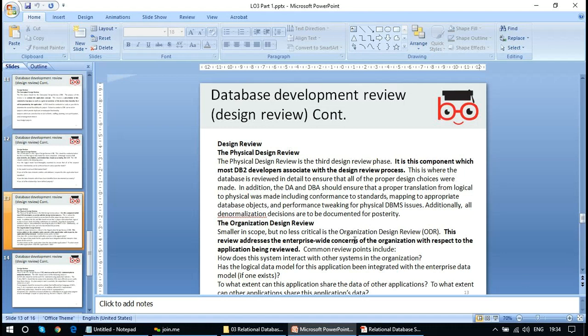The organization design review, smaller in scope but no less critical, is the organization design review. This review addresses the enterprise-wide concerns of the organization with respect to the application being reviewed. Common review points include how does the system interact with the other systems in the organization.